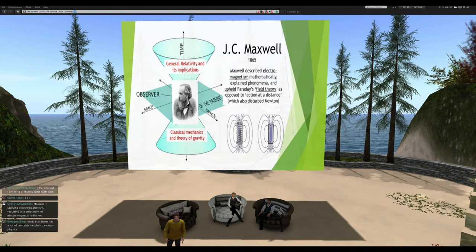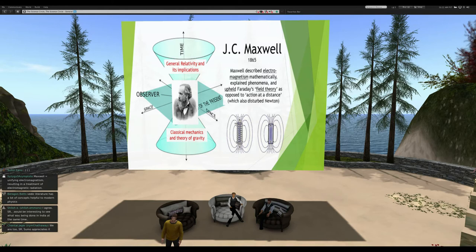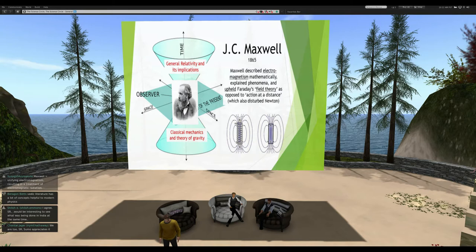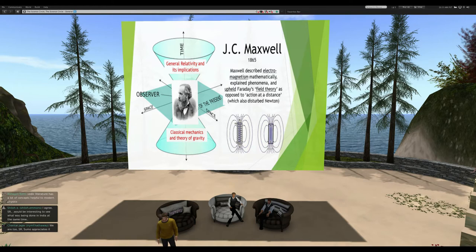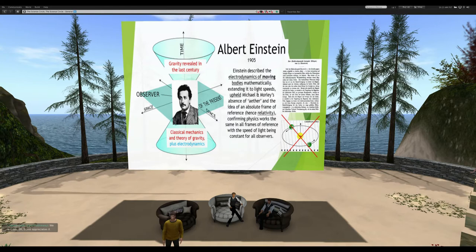But Maxwell was able to say, okay, there is a field, and so there's just not nothing between the North and the South Poles. There is this field that describes the values of electricity and magnetism at any point between them. That was really important to Einstein, because essentially, when he came along, Maxwell came between the classic mechanics and theories of gravity and then general relativity and its implications, which Bill or Syzygy will explain.